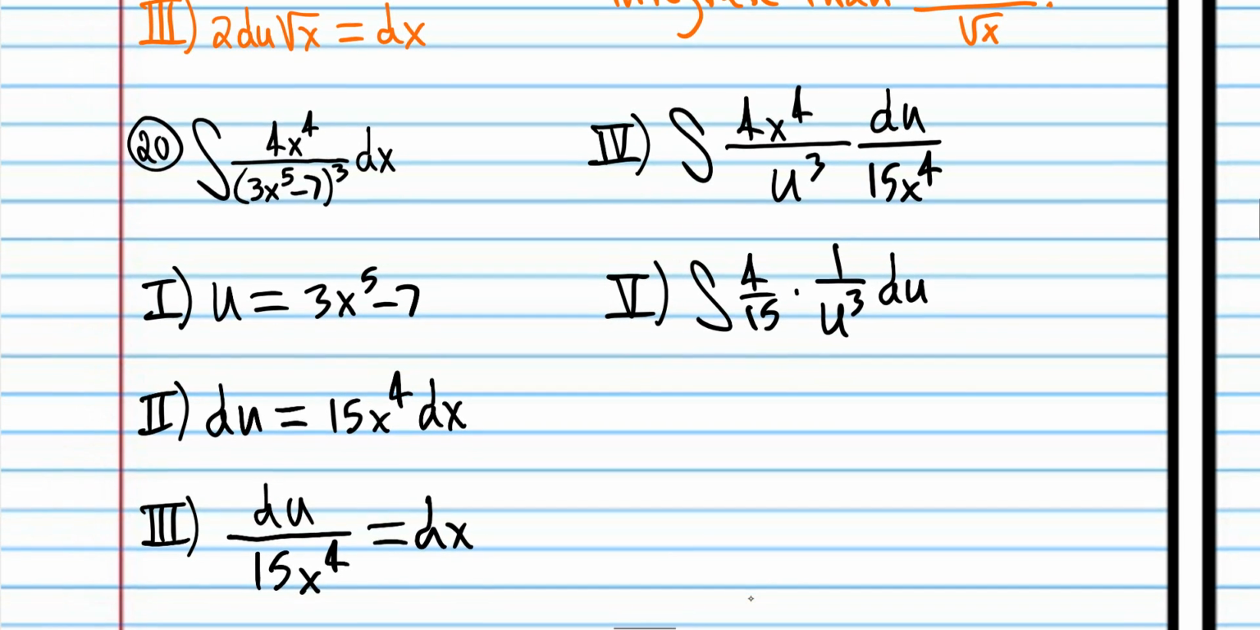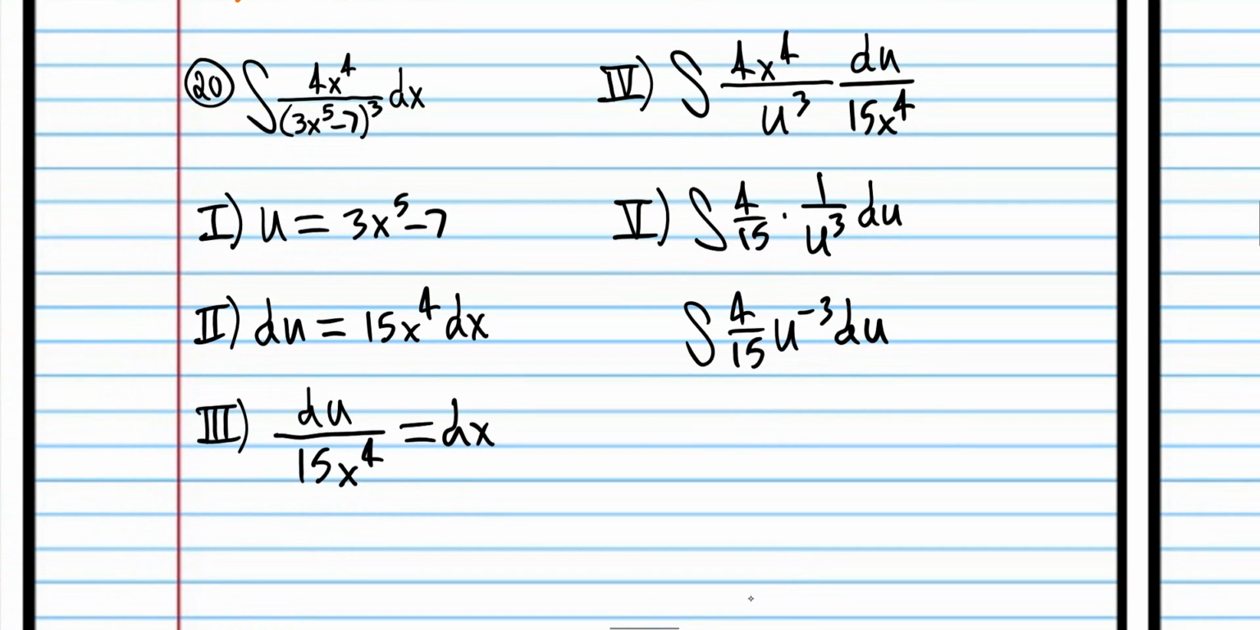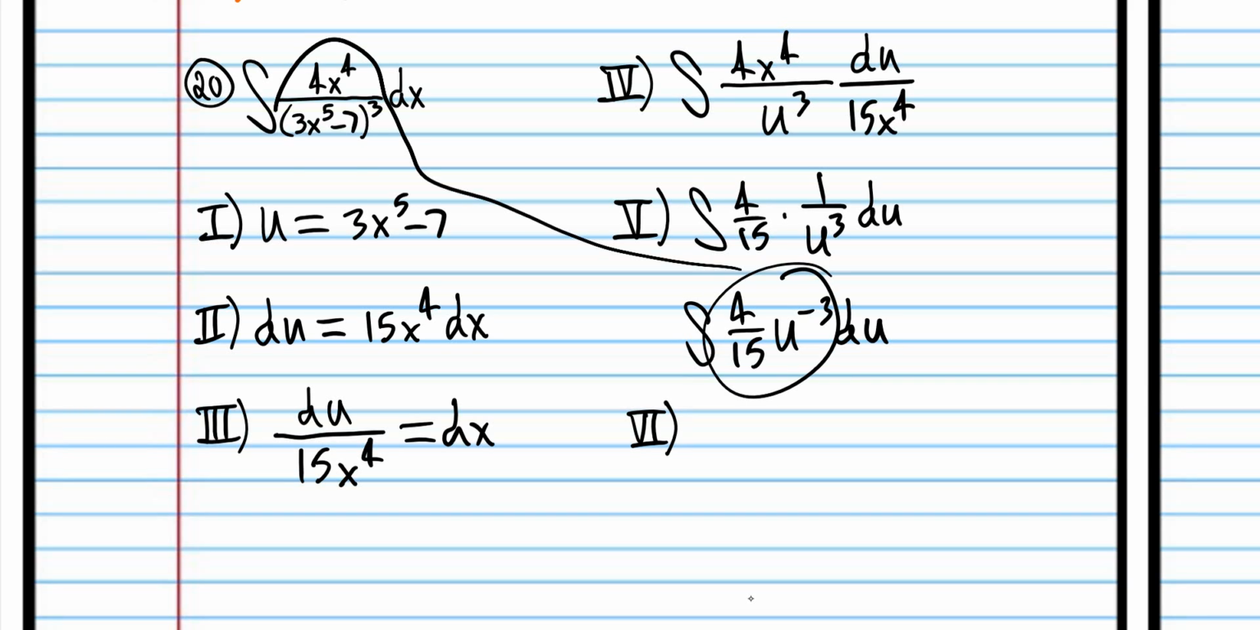Okay, so we can't find the antiderivative with the expression like that, so we need to change the form. We're going to change it to u to the negative 3 power. Now we can easily find the antiderivative. So step 6 is to find the antiderivative. Now again, this expression is much simpler than this expression, and that's why we did this.